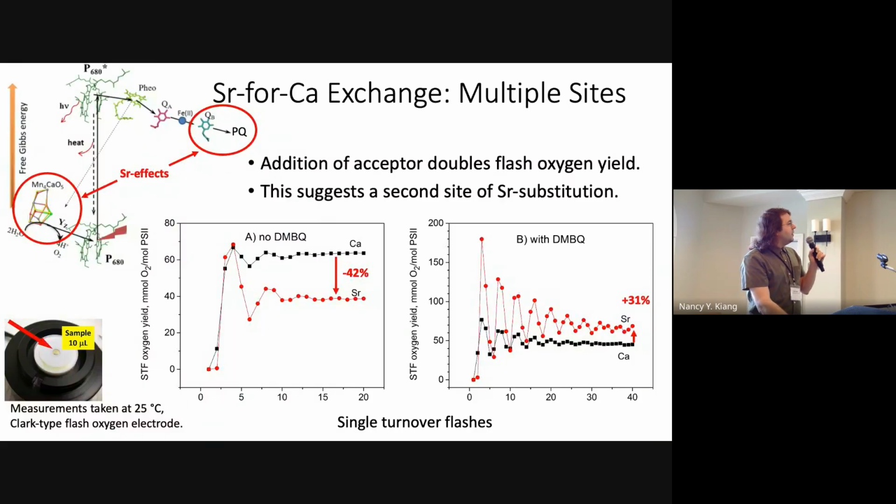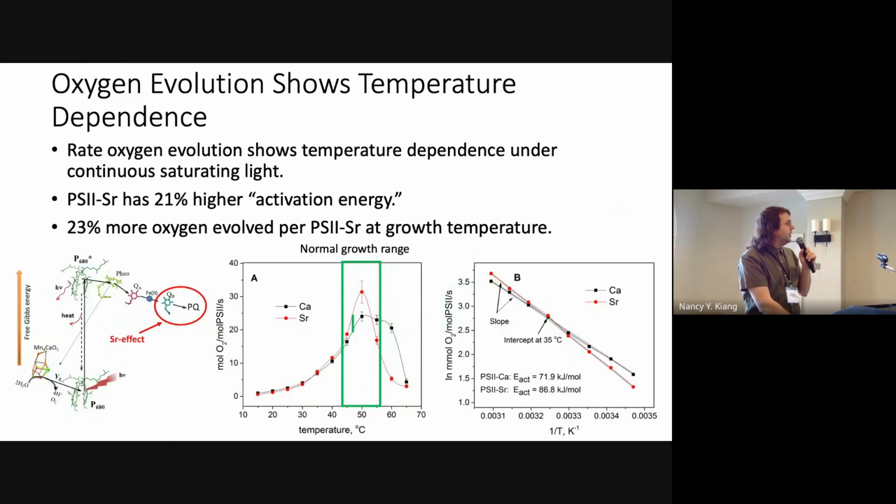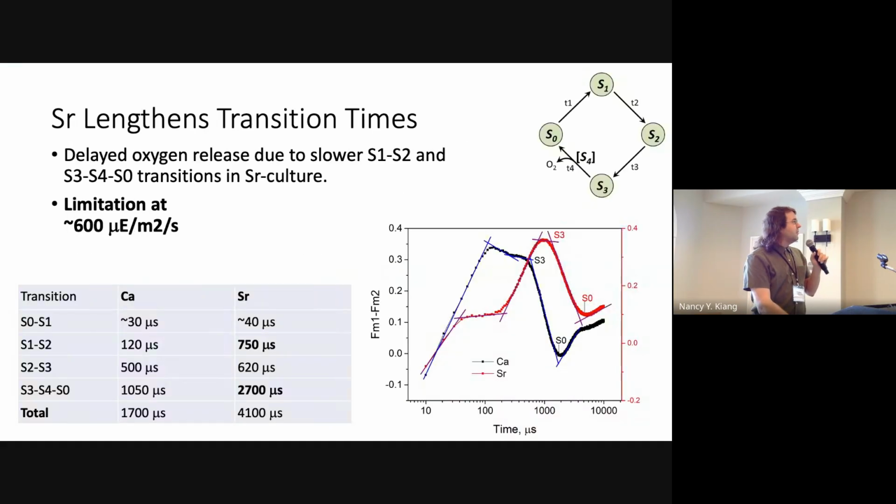However, strontium is not normally beneficial to the flash oxygen activity. It is beneficial, however, if you add quinone. So there's something else going on on the acceptor side. I'm going to just skip that in the interest of time. Strontium is actually beneficial to the rate of oxygen evolution under native light conditions at higher temperatures, though. So you will get more oxygen on a per photosystem 2 basis, but only under very high temperatures.